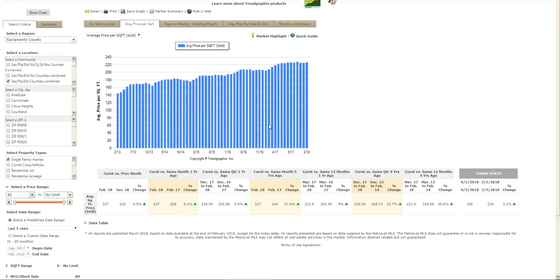So the average price per square foot, you see a steady climb over the next 5 years. And you see that little dip, right? We're staying right where it needs to be from an average price per square foot for the entire Tri-County area. You look at the chart down here, current versus 1 month ago, up about 9%. If you go all the way back and you see current versus 12 months ago, you see a 35% increase, the same as the same 12 months 4 years ago. So you're seeing a very, very consistent appreciation of home values.